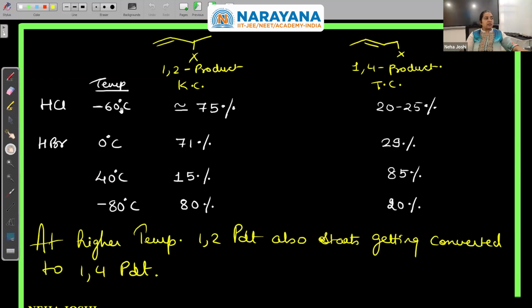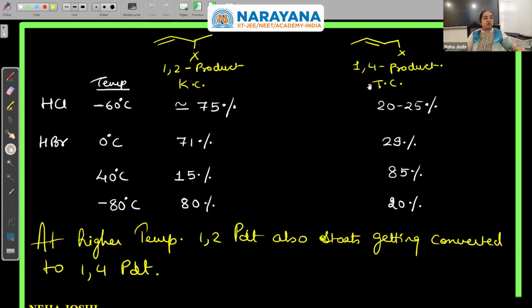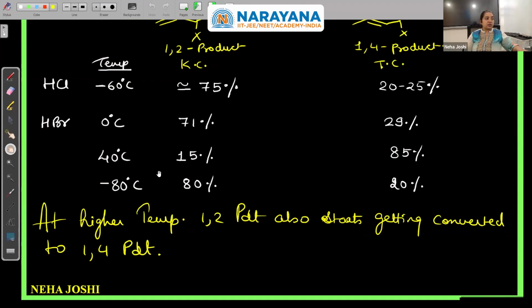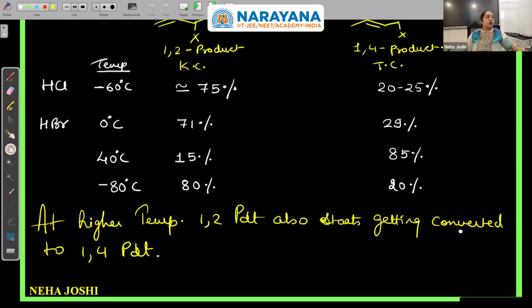See, with HCl at minus 60 degrees, we have 75% 1,2 product and only 20-25% 1,4. HBr at 0 degrees, we got 71% 1,2 product. From 40, you have 85% of the 1,4 product. Right? At minus 80, you have 80% of the 1,2 product. So clearly, from 40, you have a shift from 1,2 to 1,4. At higher temperature, the 1,2 product also starts getting converted to 1,4.